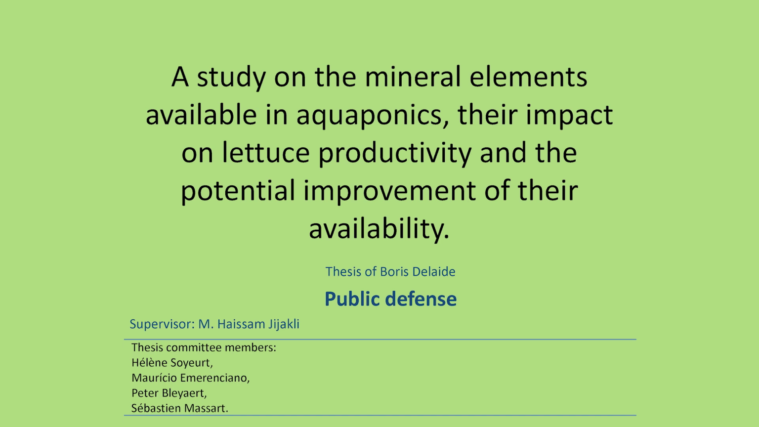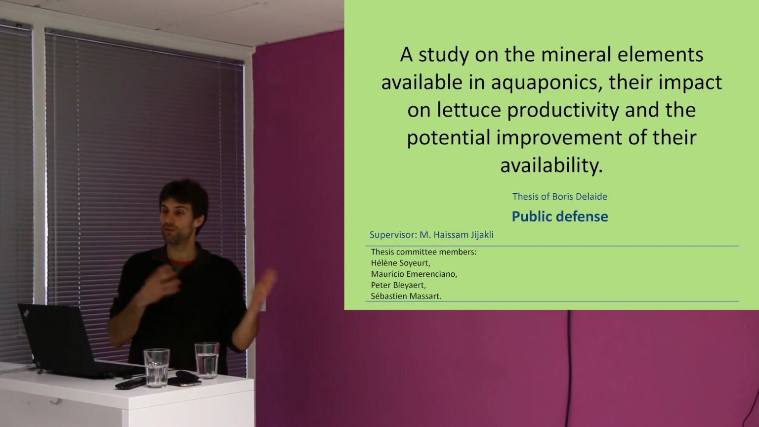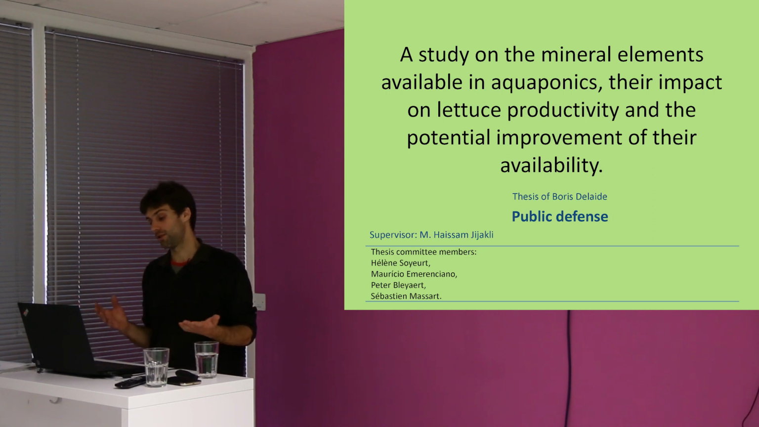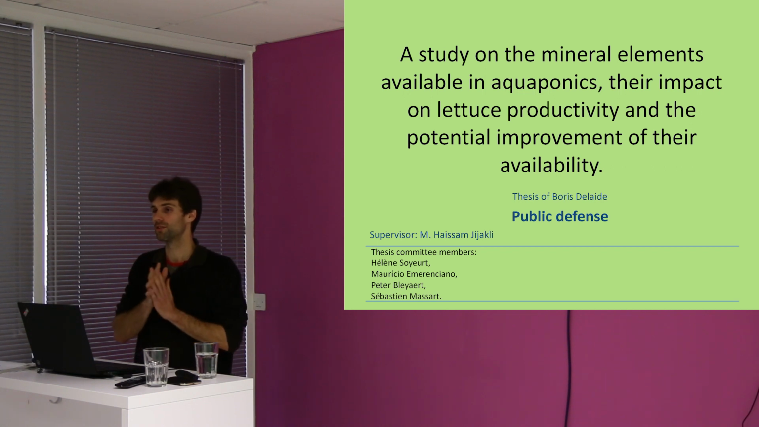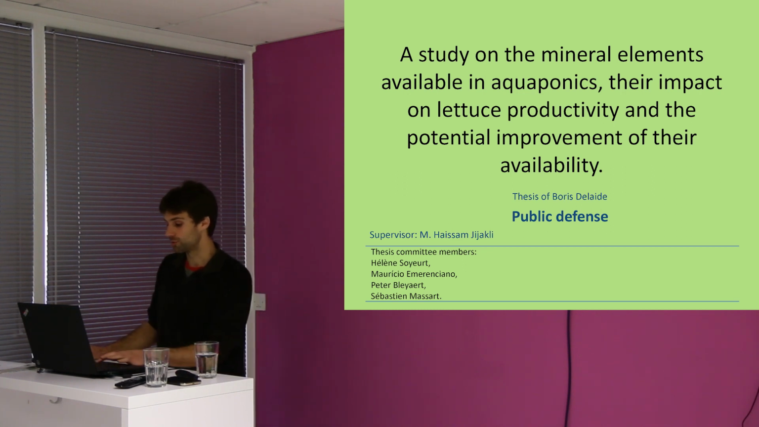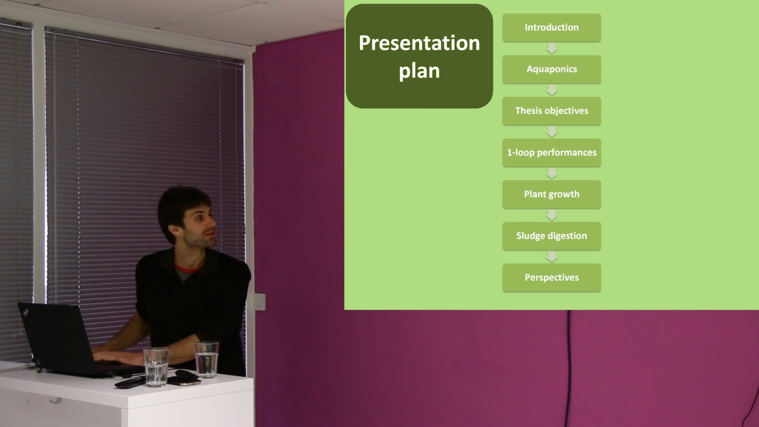The subject is the mineral elements that we need to grow plants. We studied this, we quantified the elements available in aquaponics, and we looked at the impact on the plant production, the lettuce production. We had to take lettuce as a study plant, because it's impossible to study all the plants. So it's lettuce that we used, and we looked at the potential to improve the nutrients in the water. I will explain. So that's the plan of my introduction anyway.